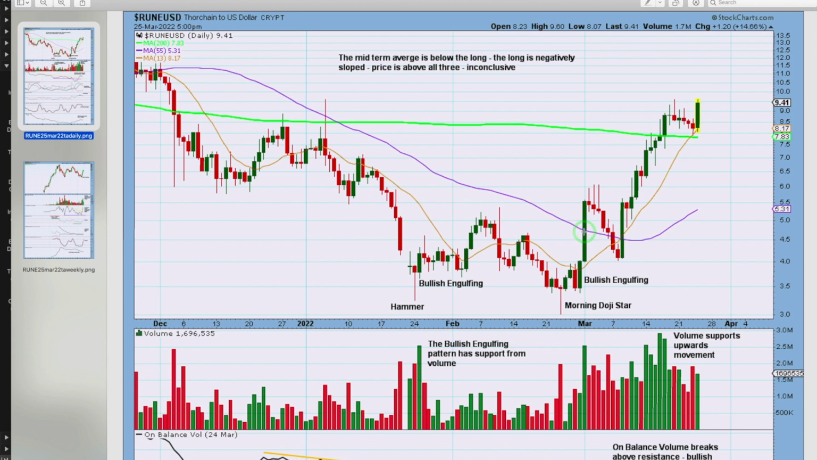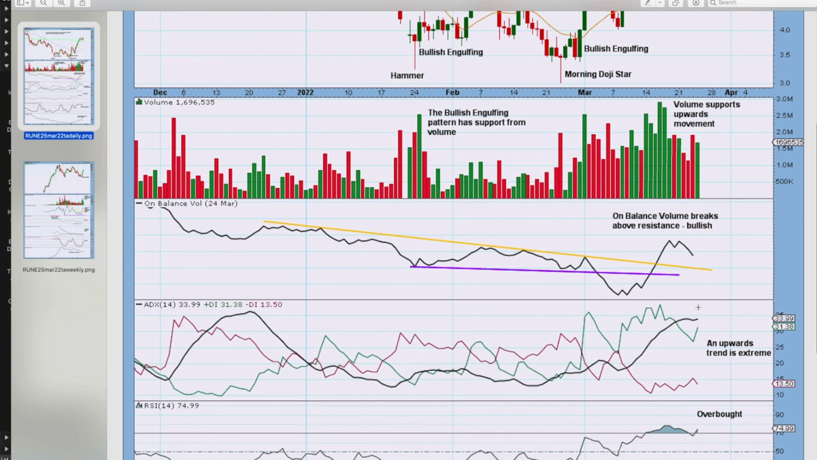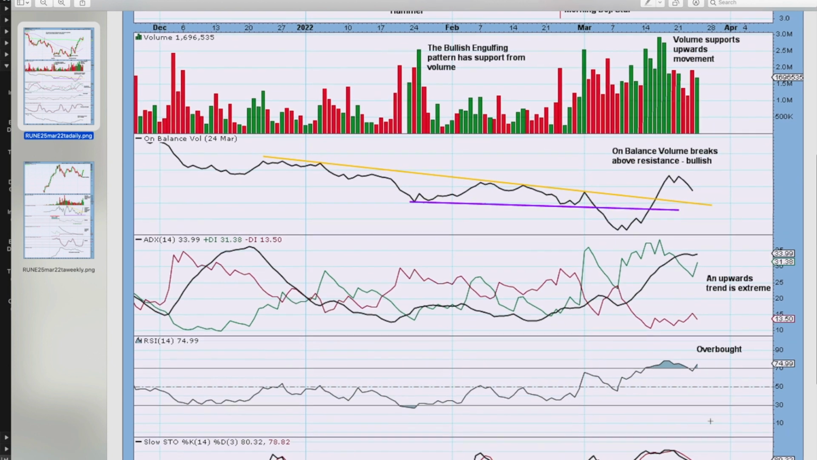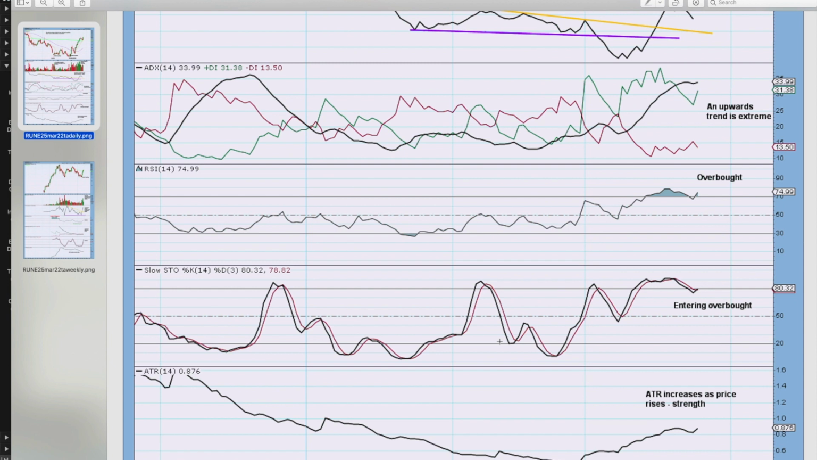This one does. I would rather be seeing this candlestick and this candlestick having support from volume compared to the prior candlesticks, but in both cases the immediately prior downward session was stronger. So that's a slight concern, but there is really strong support for this bullish candlestick pattern. And now we're getting strong support from volume for upward movement. Here's a bullish signal from on-balance volume. ADX indicates an upward trend which is extreme but not very extreme. RSI overbought and stochastics entering overbought, and we've been over ATR.